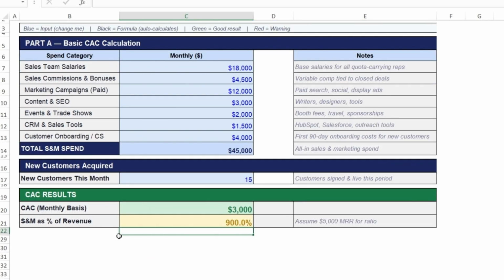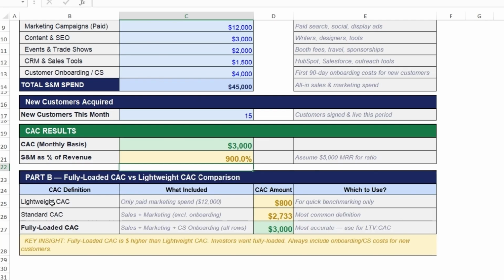Now also look at one more component of CAC, which is fully loaded CAC versus lightweight CAC versus standard CAC. So CAC can be divided into three categories. First one is lightweight CAC. In lightweight CAC, we only consider marketing expenses. Why? Because we want to have a quick ratio so that we can understand how our CAC is performing. It is generally used by the marketing team and it is generally not preferred by the investors as one of the KPIs to be presented in the board meetings.